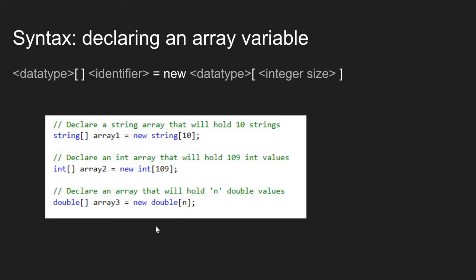Then finally, create an array that will hold n double values. Let's say n is some variable that's declared above. Maybe the user is inputting a value and we're storing it in n. The point is, you can create arrays based on a size that is variable. So here I'm going to create a double array named array3, and when I build it, I'm going to build it to be whatever size n currently holds.